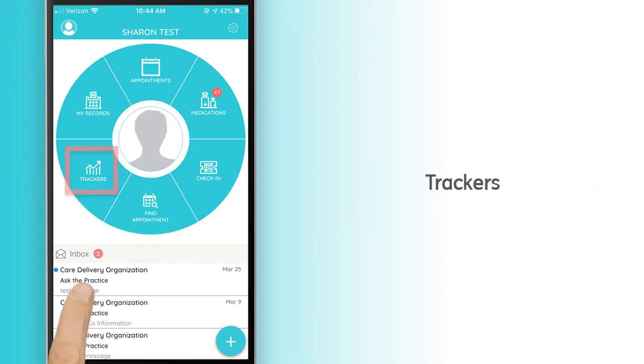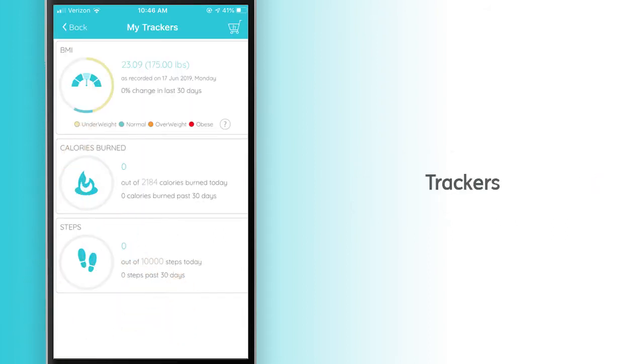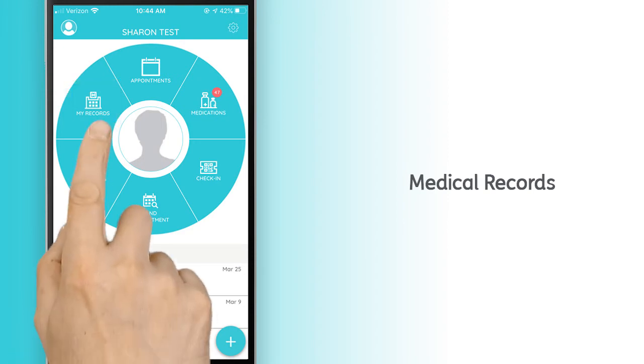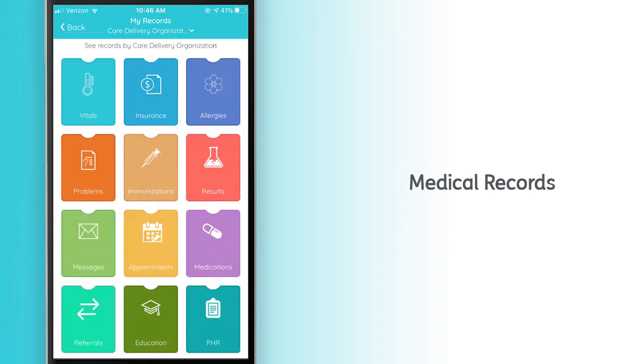The Trackers icon allows you to connect your health tracker devices, such as a Fitbit or a smartwatch. Medical records will show you your medical records that are available at your provider's office. Records include vitals, problems, immunizations, results, and several other records-related information within this icon.